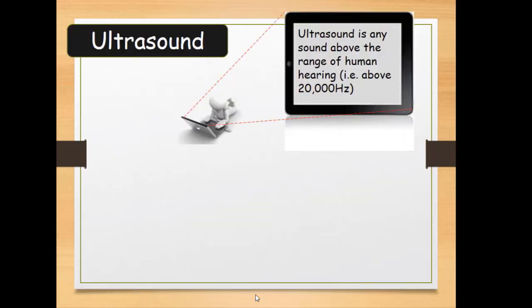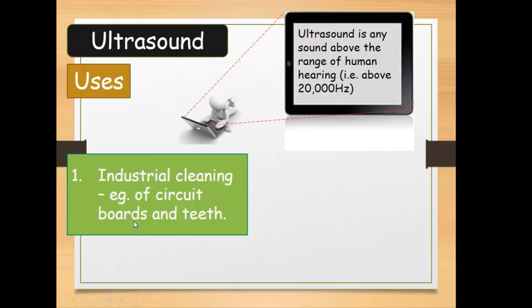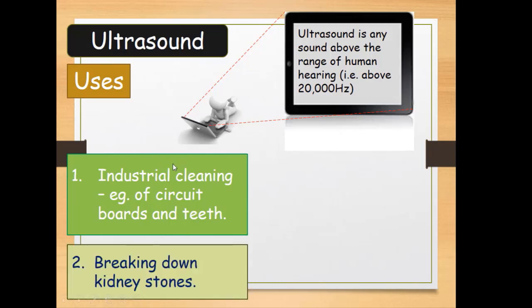Now, an important feature of the sound wave that can be used as an application in our industry is ultrasound. Ultrasound is basically any sound that ranges above the range of our human hearing, that is, it should be above 20,000 hertz. One usage of ultrasound waves is industrial cleaning. If you're going to make any circuit board or any teeth or anything that is going to be used in any industry, you're going to use ultrasound in that case.